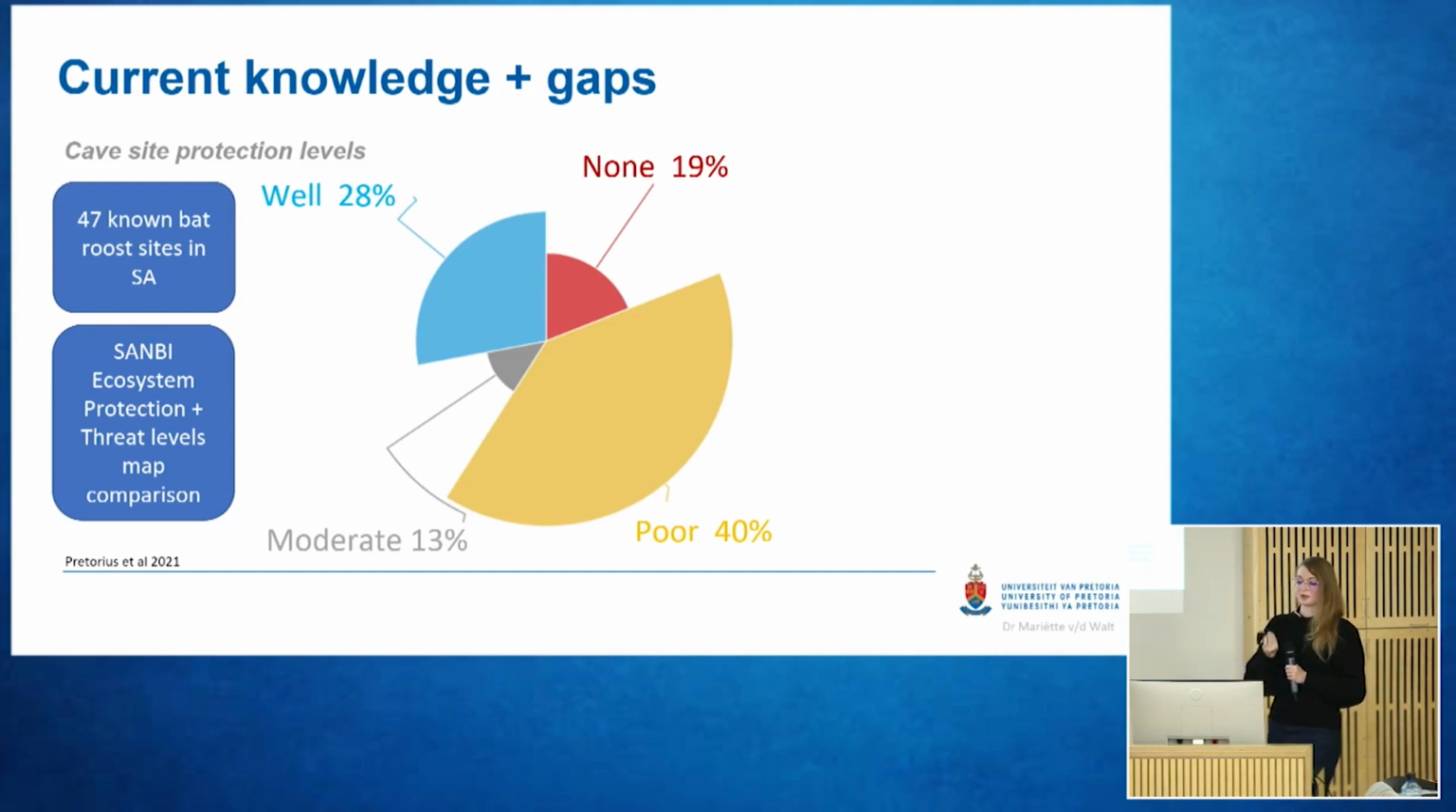This is also work that we did that showed that the environments and the habitats where the caves are located are not protected. This was using the South African National Biodiversity Institute's Ecosystem Protection and Threat Levels map. This is not related to the caves themselves, but rather the environments where the caves are located. And we can see that the majority of the caves are either located in environments that are poorly protected or not at all protected, with a very small proportion of caves being located in environments where they are well protected.